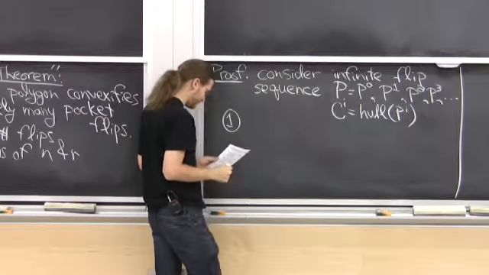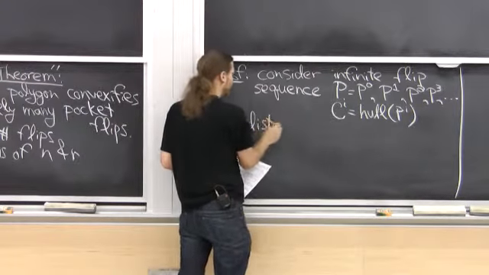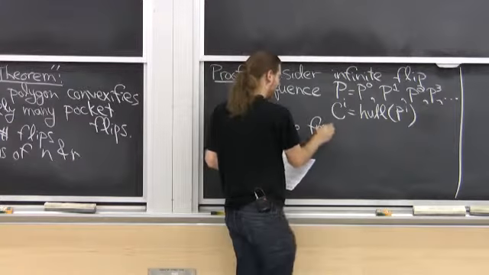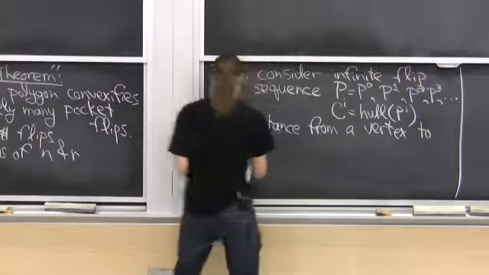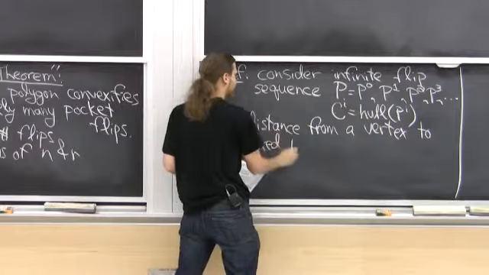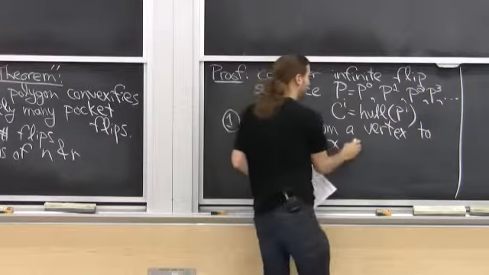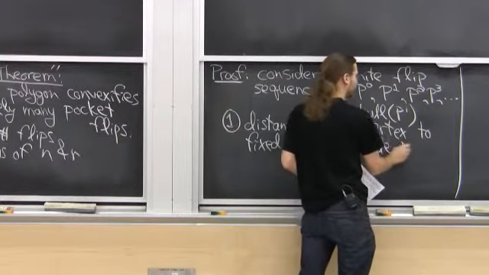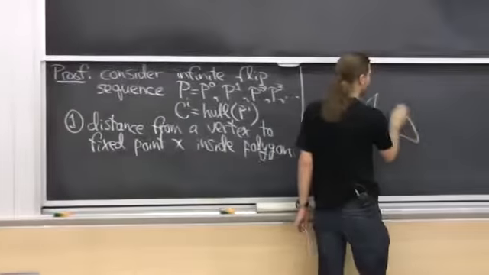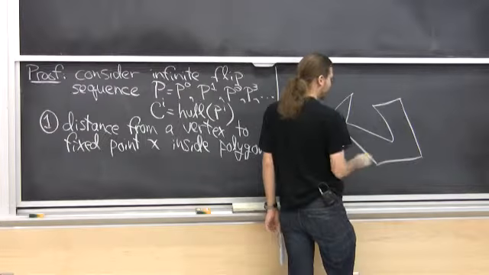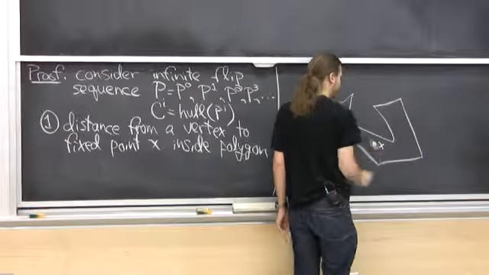All right, this proof is going to be basically 5 steps, and each one is very easy. So the first claim: if we look at a vertex and we measure its distance to some fixed point x, vertices move, but now I'm looking at a point inside the polygon, and I want to look at the distance between them. So I have some polygon. Let's just look at one pocket for now. I take some point x inside the polygon. So here's a point marked x.